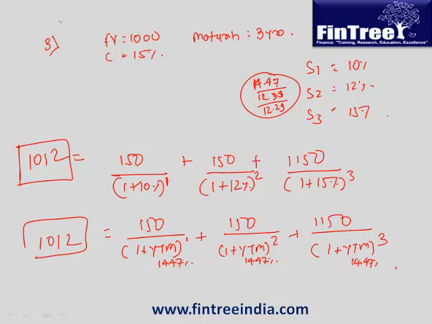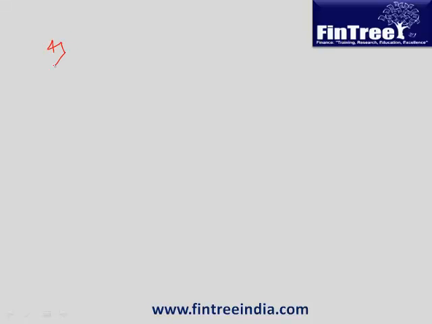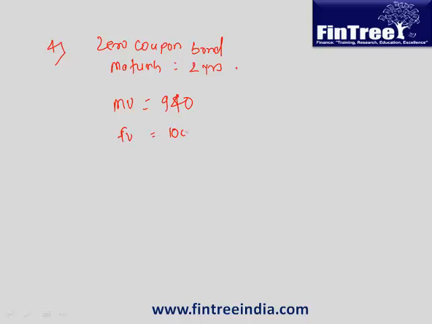Have you done writing this? All of you have written this? Example 4. Let us say we have a zero coupon bond with maturity of 2 years. Market value of this bond is 940. Face value of the bond is 1000.